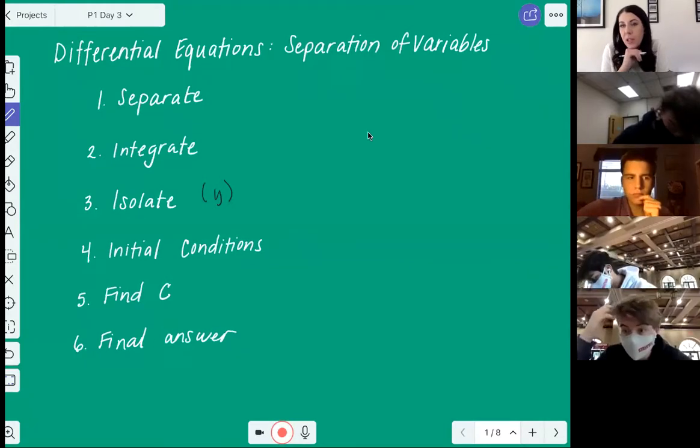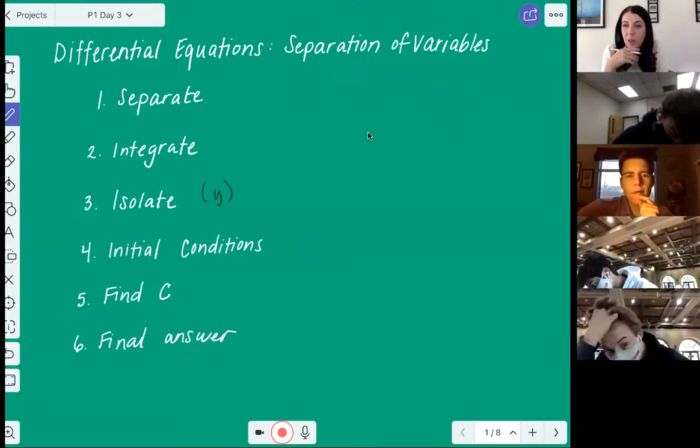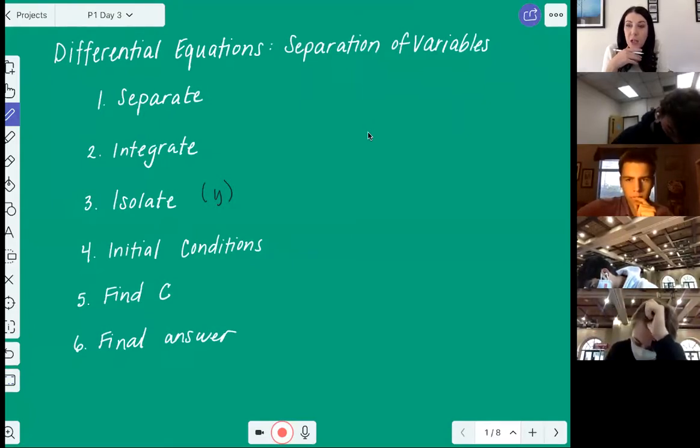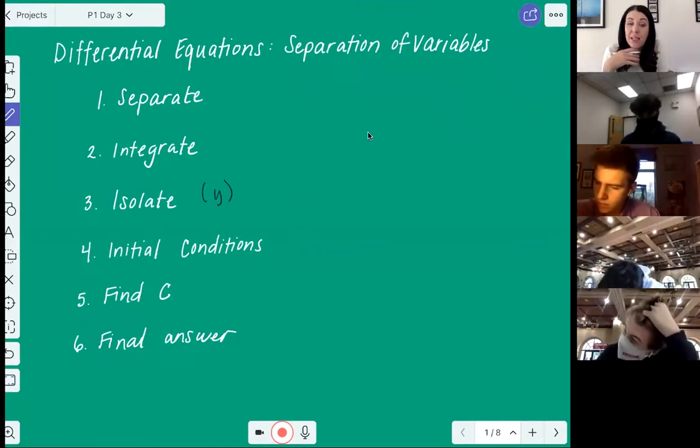Sometimes our equations are different. Instead of having a dy over dx, we have a dp over dt. You'll get in the habit, but in the first ones we're going to have all dy over dx's, so we're always going to isolate our y. Okay. Number 4 is initial conditions. So you're going to substitute in initial conditions, and that will allow you to solve for C. So you're going to be able to find C.